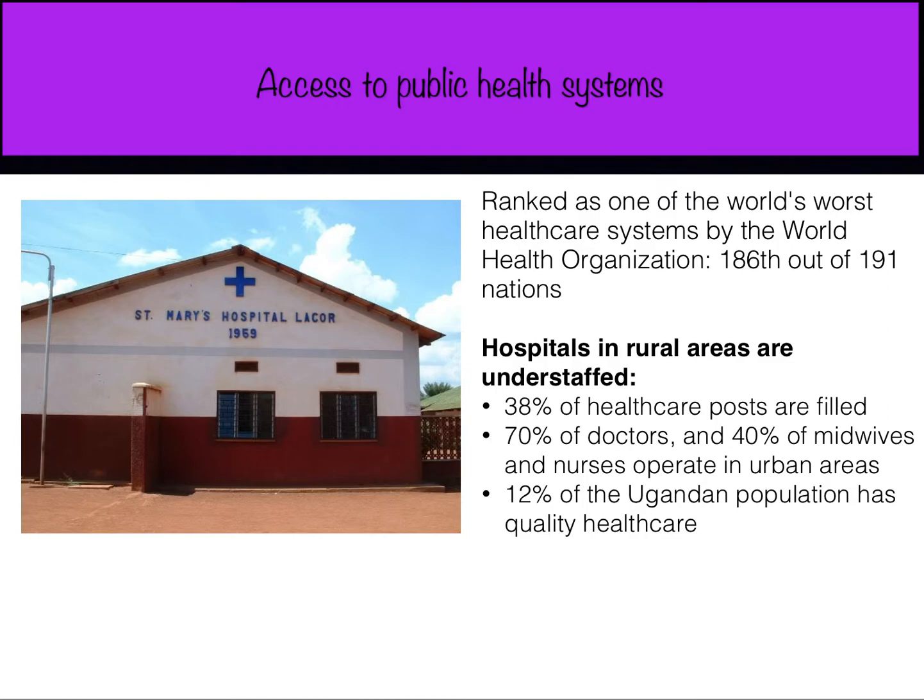It is ranked as one of the world's worst healthcare systems by the World Health Organization. It is ranked 186 out of 191 nations. The hospitals, this is for two main reasons. First of all, the hospitals in rural areas are often understaffed. 38% of healthcare posts are filled, and 70% of doctors and 40% of midwives and nurses operate in urban areas, meaning that only 12% of the Ugandan population actually has quality healthcare.